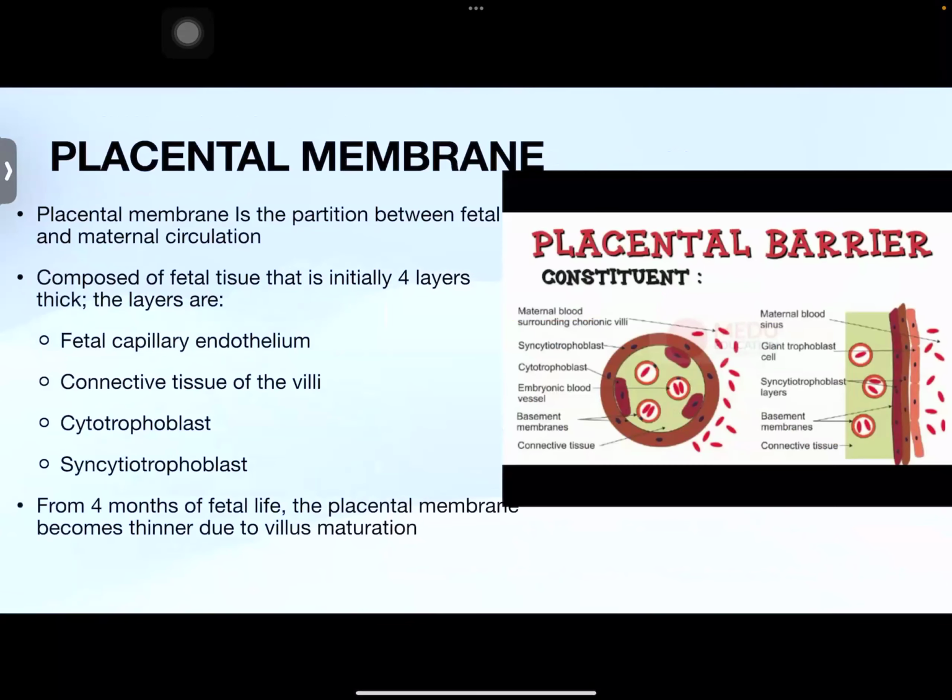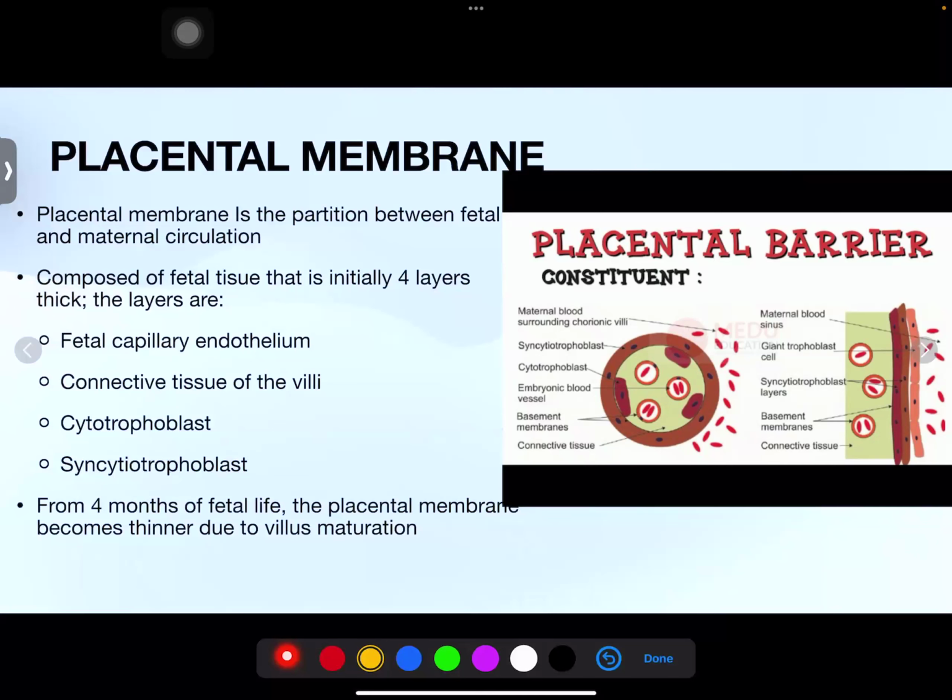Now this is the placental membrane, you can say placental barrier. It is the partition between the fetal and maternal circulation. Now how does it partition? If you see the diagram, this is the embryonic blood vessels. These are the blood vessels, branches of the umbilical arteries. So it is composed of fetal tissue. It initially has 4 layers. Now, what would be the 4 layers?